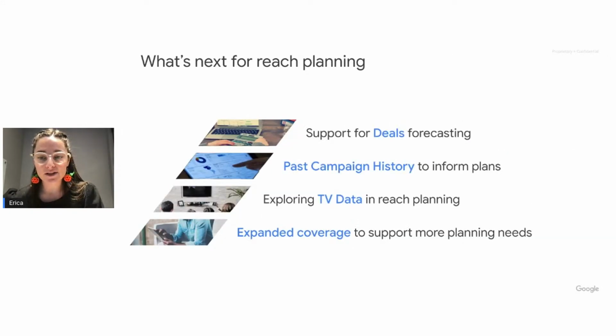Some of the upcoming reach planning tools. This product feature is constantly being updated by our product teams. So as you explore this tool, don't be afraid to vocalize feedback to your account managers. The things that are on the horizon right now, or things that are on the roadmap for Reach Planner, include additional support for deals forecasting, ability to weave in past campaign history to inform plans, which is really exciting, leveraging TV data, and just other expanded coverage areas. So don't be shy in passing feedback along to your account managers as you explore this tool, but hopefully what's been built out so far gives you a pretty good foundation to start effectively planning.